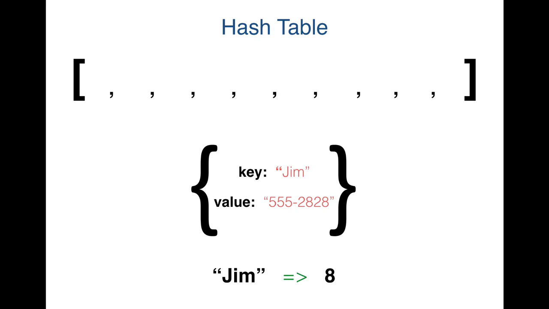The first step is to hash our friend's name into a number that corresponds with one of the buckets in our array, or our hash table. When we get into coding our hash table, we will write out a function that does this. But for the sake of this example, let's just say that the key Jim hashes into the value 8. So we will store this data as an object with key Jim and value 555-2828 in bucket 8 in our hash table.